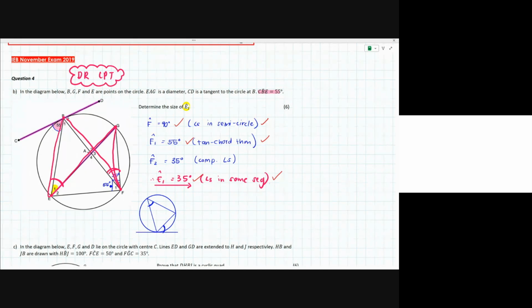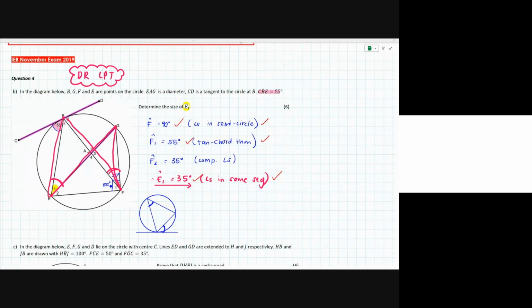Ma'am, so I see they told us that EAG is a diameter. So in the exam, would you advise maybe we also assume that BAF is a diameter? No, unless they say so. Yes, they would either have to say, or we would have to know where the center of the circle is. Right now, I don't know where the center is, so I can't assume that A is the center. Oh, okay. Thank you, ma'am.